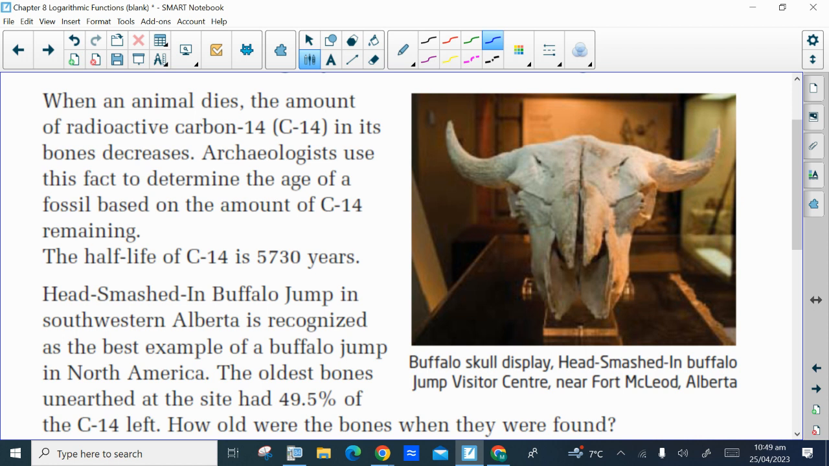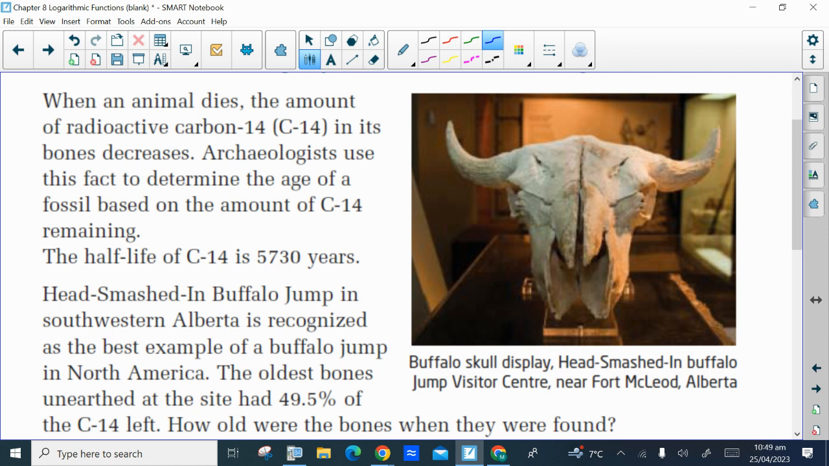When an animal dies, the amount of radioactive carbon-14 in its bones decreases. Archaeologists use this fact to determine the age of a fossil based on the amount of carbon-14 remaining. The half-life of carbon-14 is 5,730 years. So that's how long it takes for half of the original amount to decay.